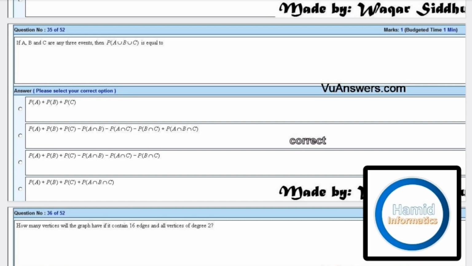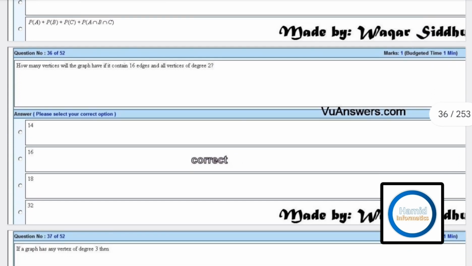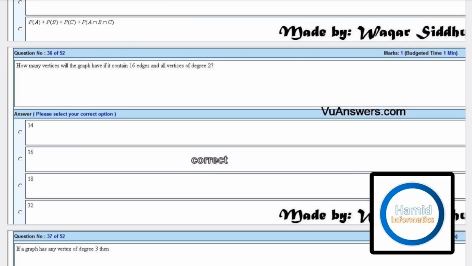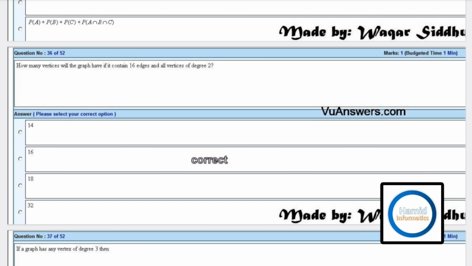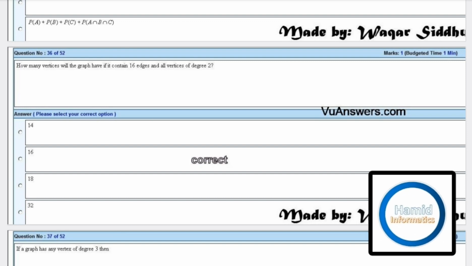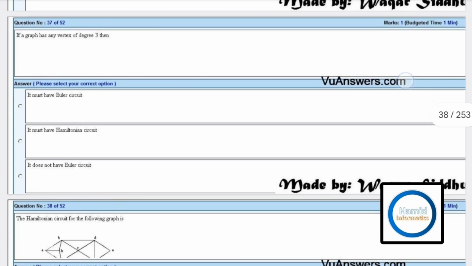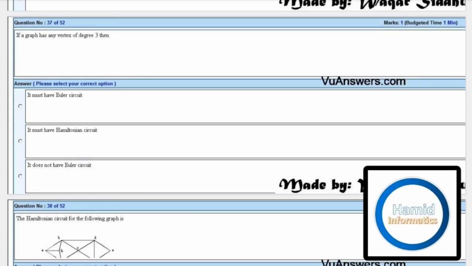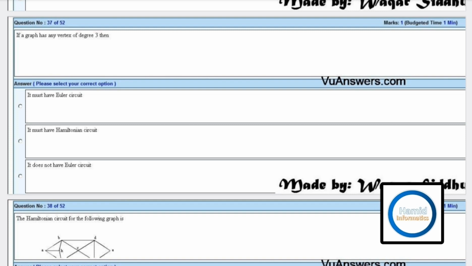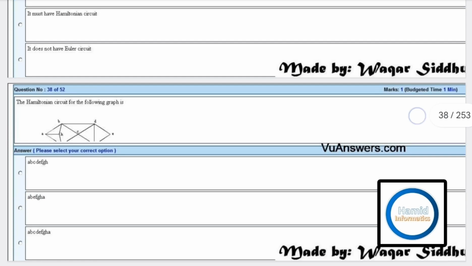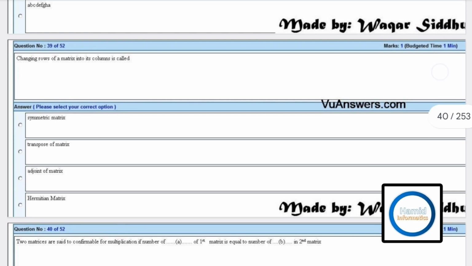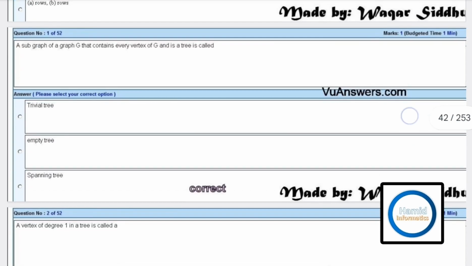Next question is how many vertices will the graph have if it contains 16 edges and all vertices of degree 2? Answer is 16. Next is if a graph has any vertex of degree 3, then the answer here is not mentioned. Okay, we are going ahead.